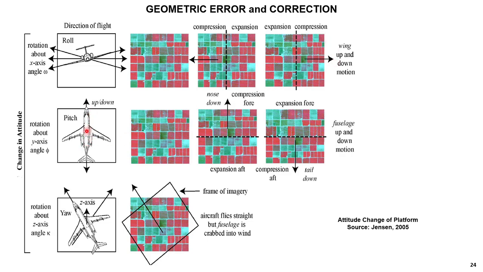And if it looks down, the point at which it is looking down will have a compression effect, and the background will have the expansion effect. And if it moves left and right, your entire image will be captured like this. Your actual image, you intend to capture it in this way, but because of the yaw effect, it has captured something like this. So these are the changes in the attitude.